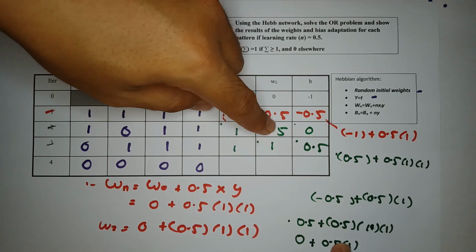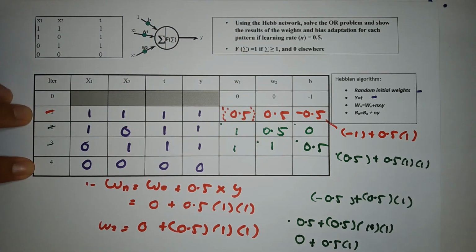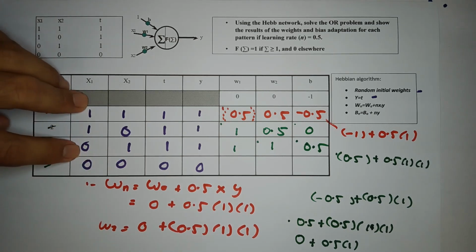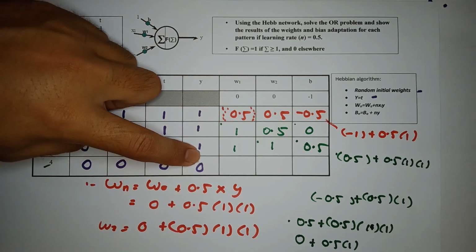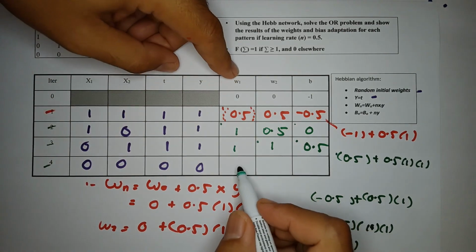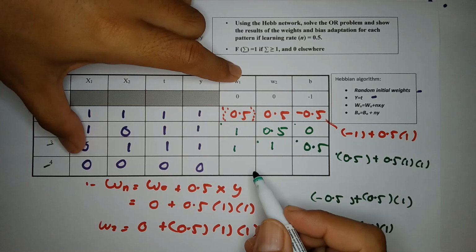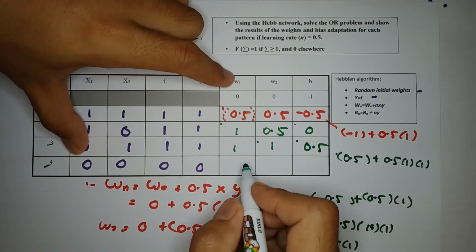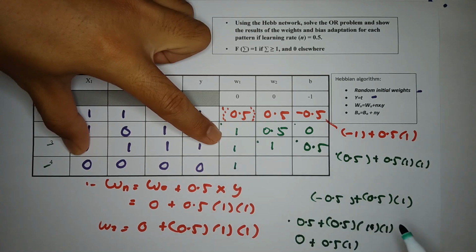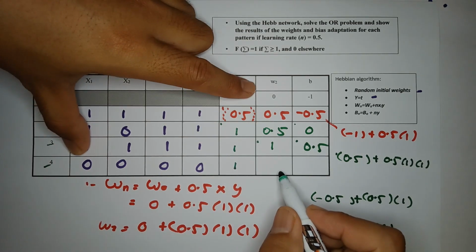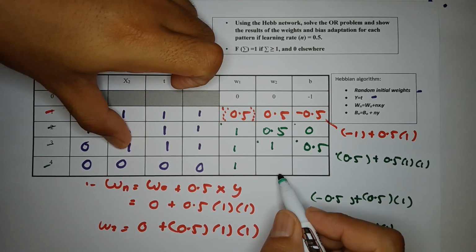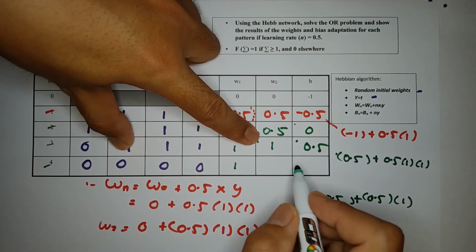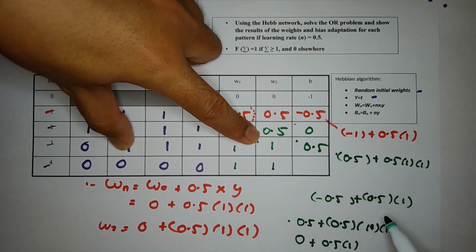And then finally, we go to the final part, which is iteration number 4. For iteration number 4, the value is 0, 0 for x1 and x2, and also y. For w1, since the x1 value is equal to 0, the new weight will be equal to the previous weight, which is equal to 1. The same thing with w2: since x2 equals 0, the new weight adaptation will also equal 1.